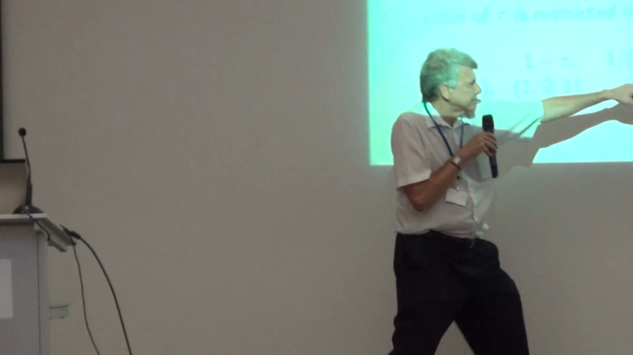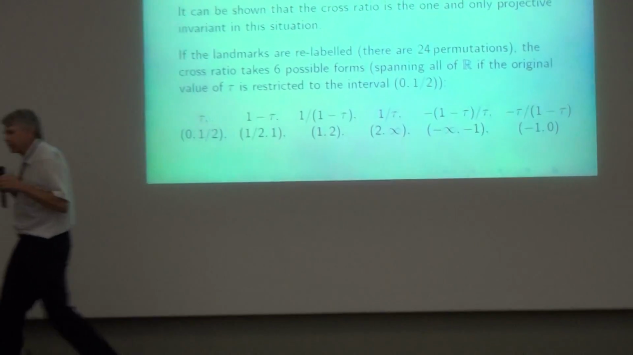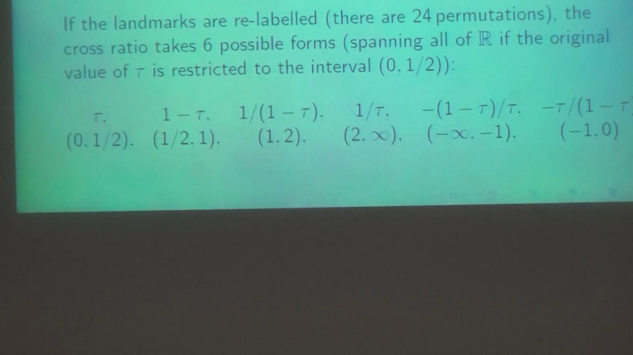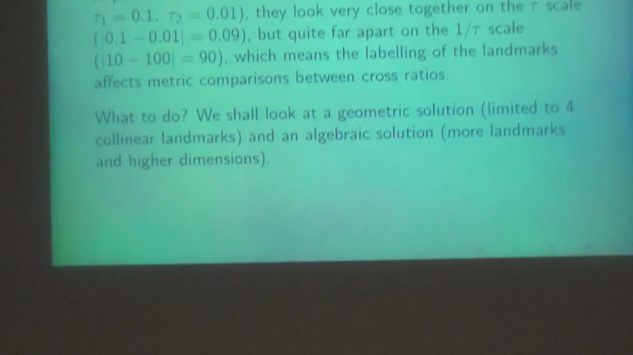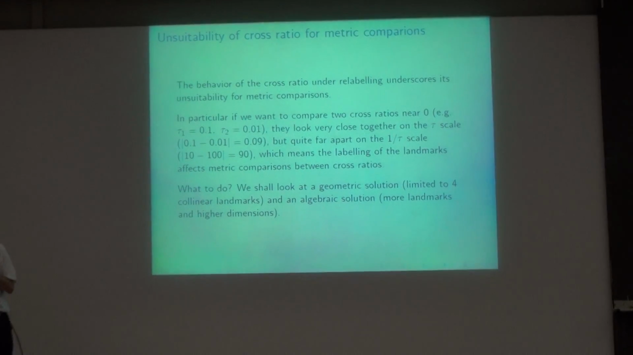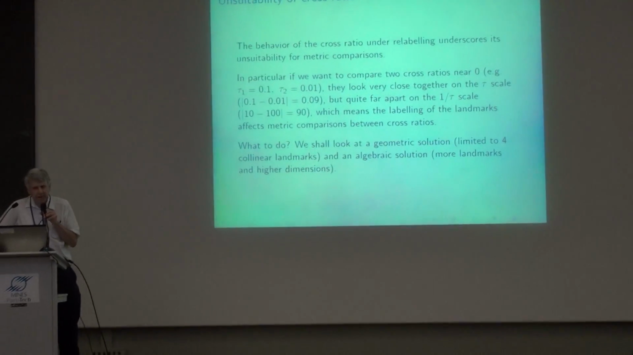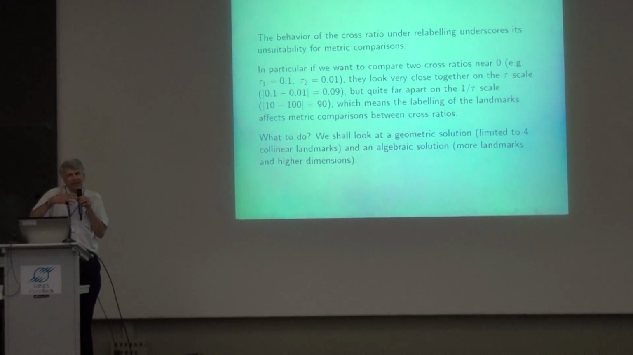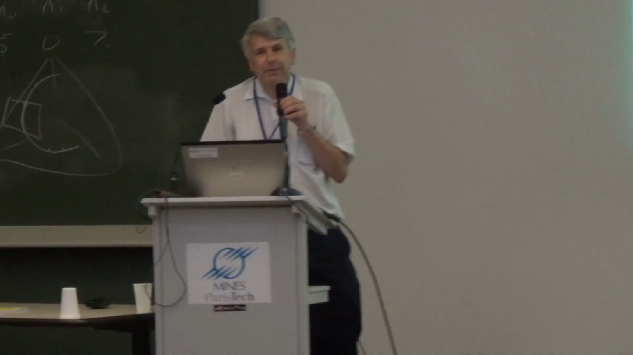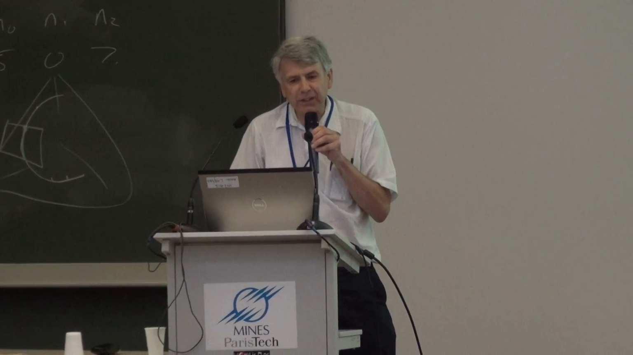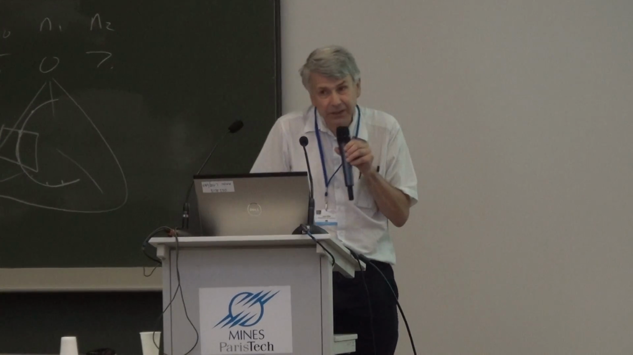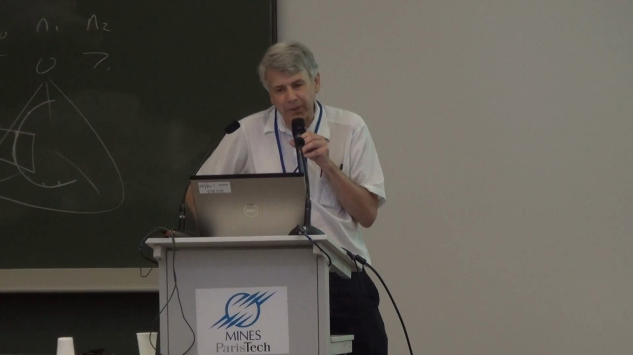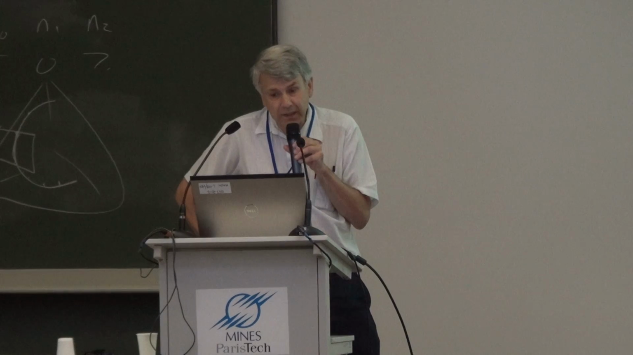Now, one of these transformations is 1 over tau. And it's this that helps make you realize why the cross ratio is not particularly suited to numerical metric comparisons between different projective shapes. Suppose I had 2 scenes that I was taking a picture of that happen to have very similar cross ratios, for example, 0.1 and 0.01. If you were looking on the tau scale, you would say, oh, those are very close together. The difference in the cross ratios is only 0.09, so they look very similar.